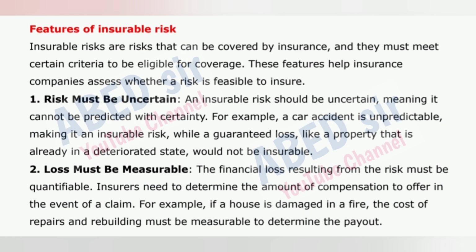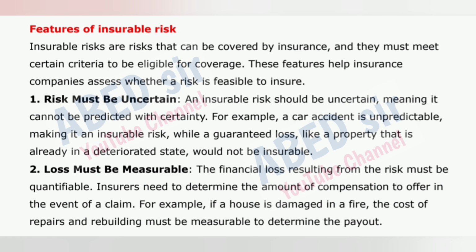For example, a car accident is unpredictable, making it an insurable risk, while a guaranteed loss, like a property that is already in a deteriorated state, would not be insurable. 2. Loss must be measurable. The financial loss resulting from the risk must be quantifiable. Insurers need to determine the amount of compensation to offer in the event of a claim.